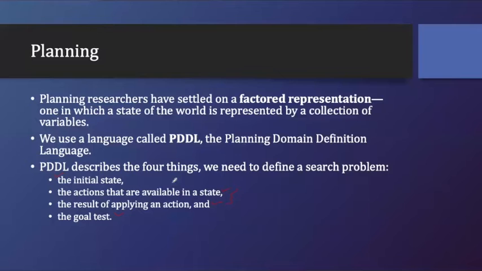So in the initial state, we are in the initial state. We know what the goal state is. We should know what the available actions on the state are, and when we perform any action, what is my result. So all these things can be represented with the help of PDDL, which is called Planning Domain Definition Language, and that we are going to see in this particular course.